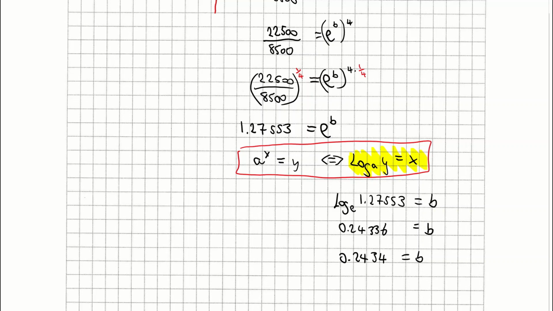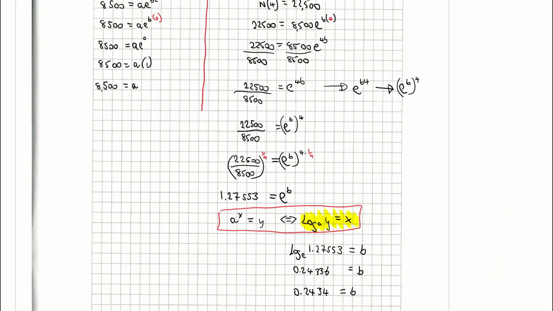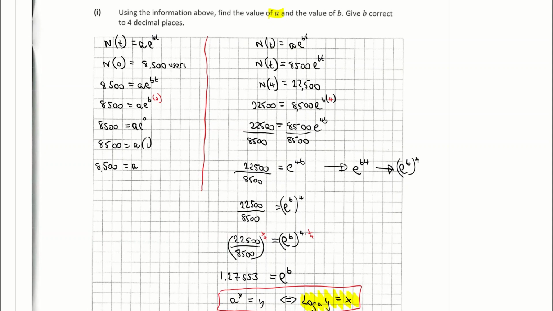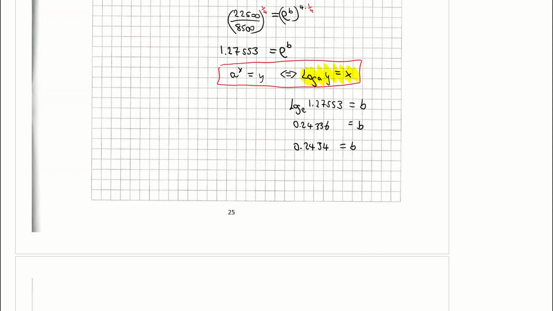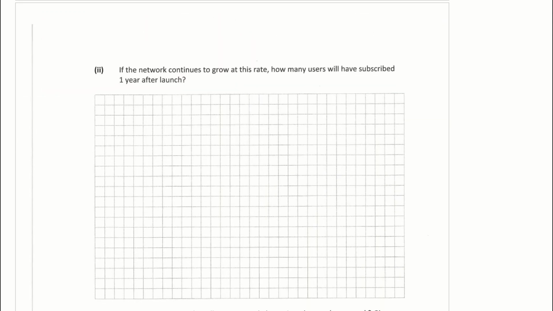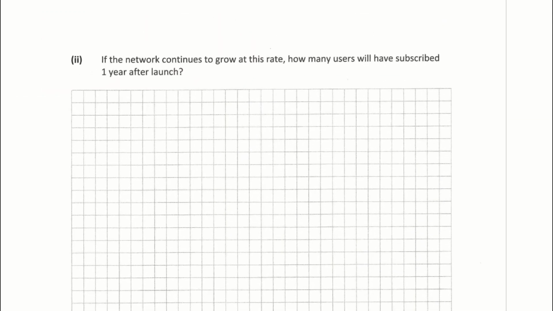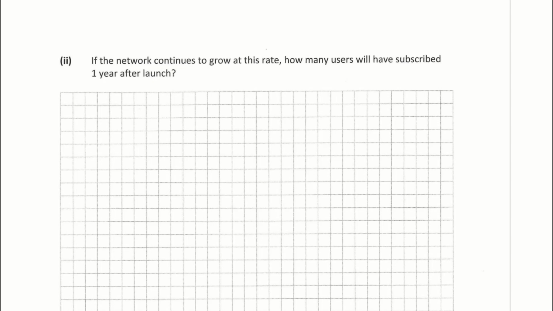And this question, like I said, wanted us to find the values of a and b, and that's what we've done. So we're now going to come down to the next part of that question, part 2 on page 26, and it now wants us to find, if the network continues to grow at this particular rate, how many users will have subscribed after 1 year.